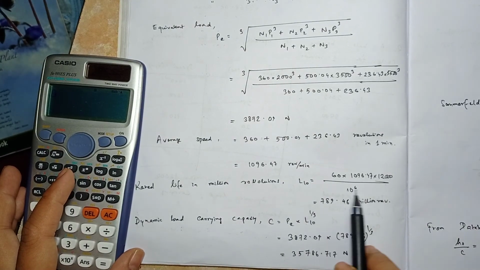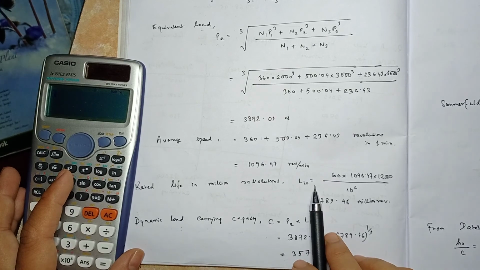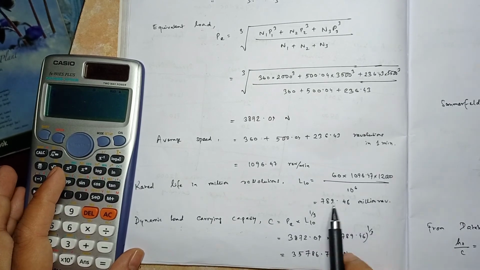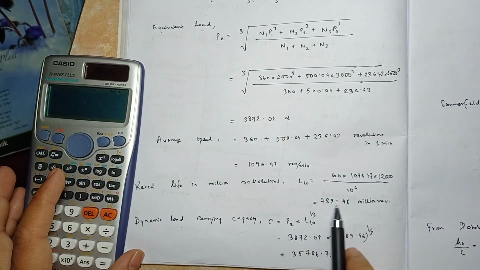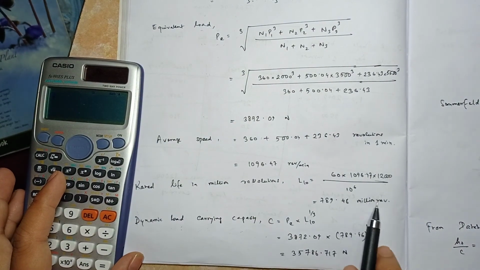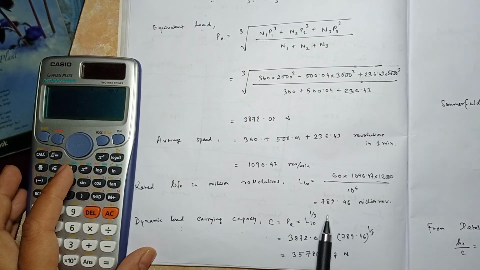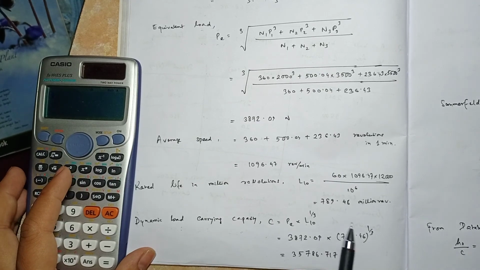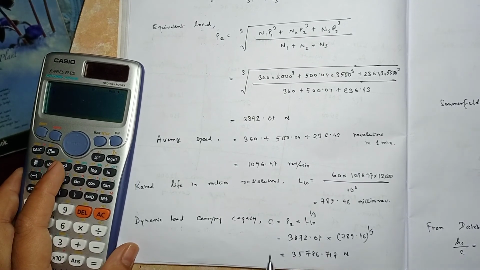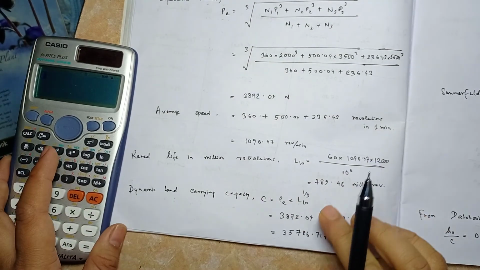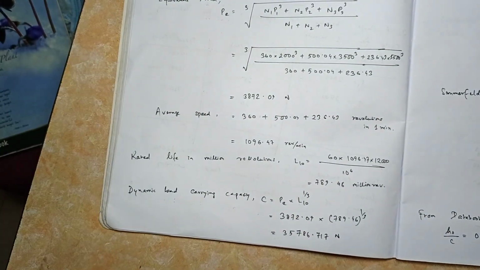You put it from here, and you will get the rated life, that is L10. L10 in hours was given as 12,000, so L10 is 79. A little calculation mistake is there, just correct it. And the dynamic load carrying capacity, C, is PE into L10 to the power 1 by 3, and this is the relation. From here you will get capital C, that is your dynamic load carrying capacity.